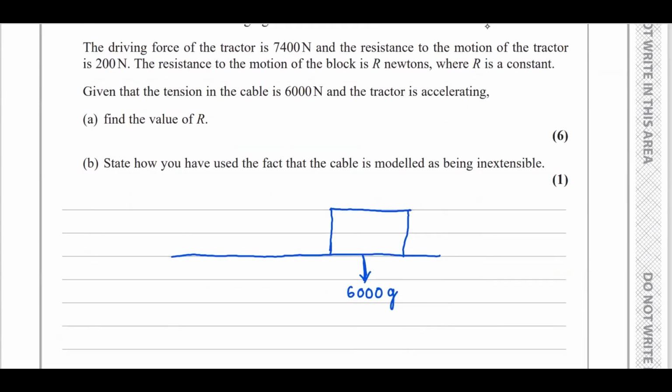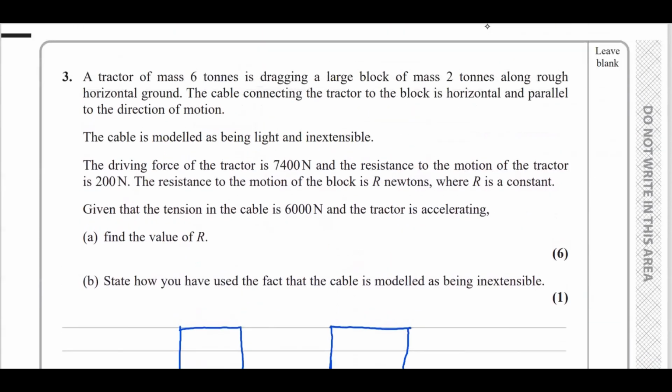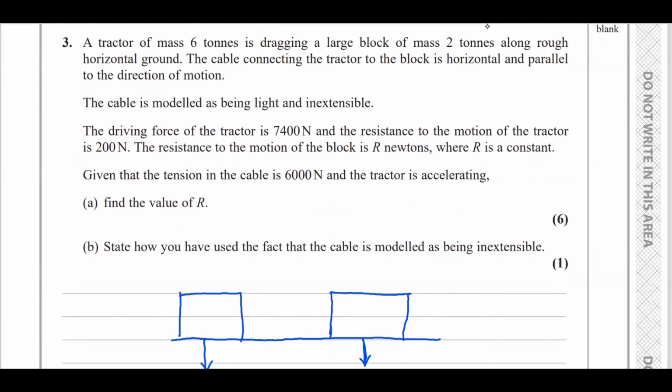A large block of mass 2 tons. 2 tons means it is 2,000 kilograms. So the weight W is equal to mg. So 2,000 g will be the weight acting downwards. So now going back to the question, the cable connecting the tractor to the block is horizontal and parallel to the direction of motion. So there is a cable connecting the tractor and the block.